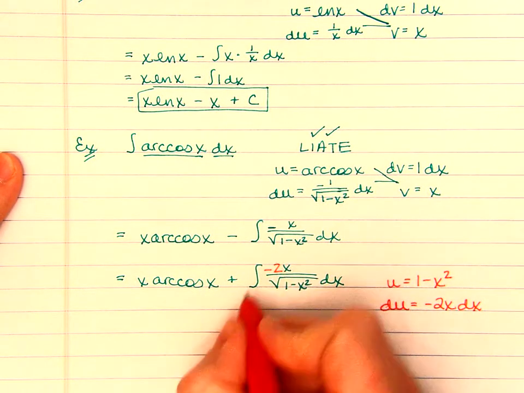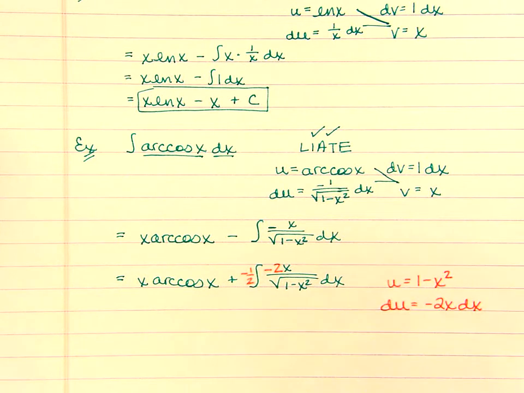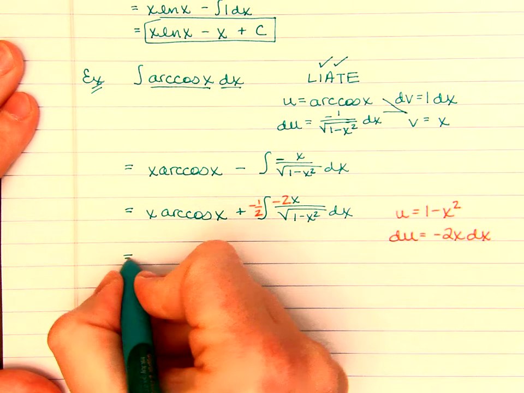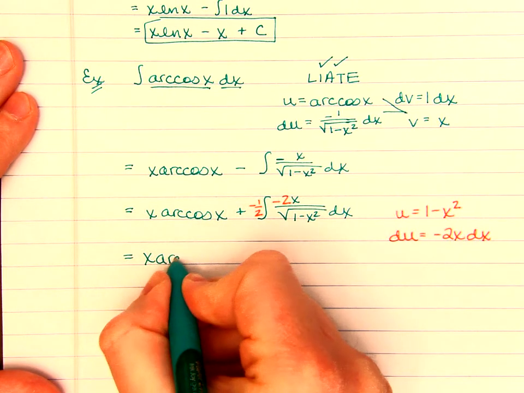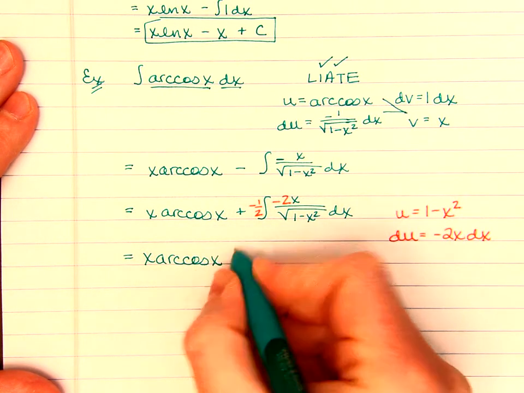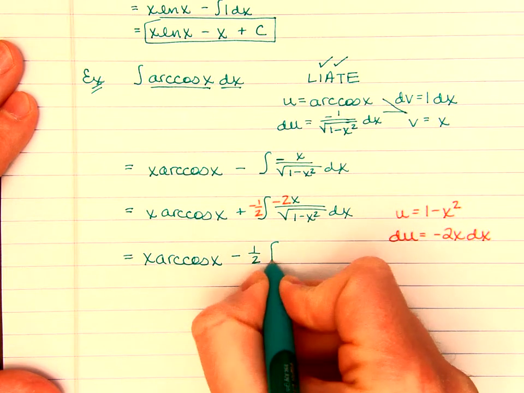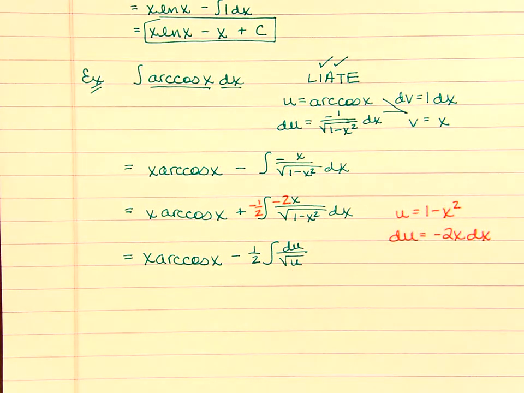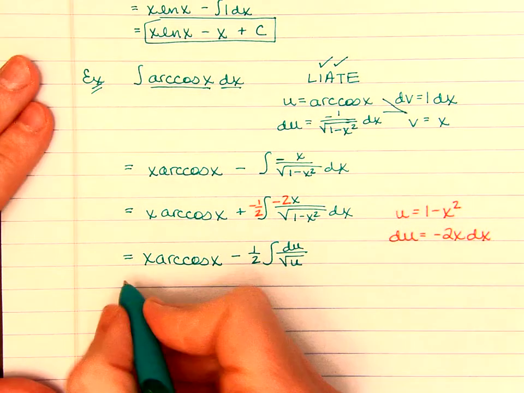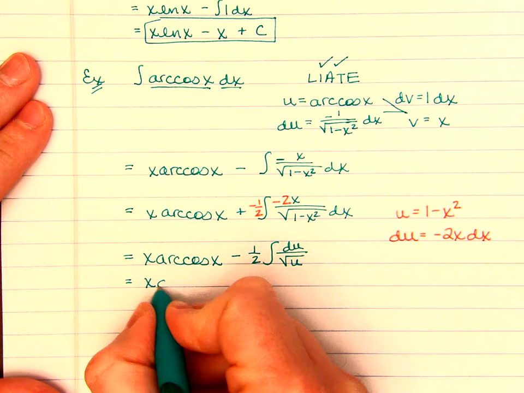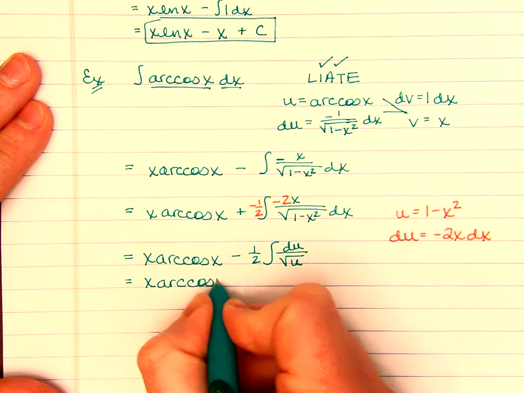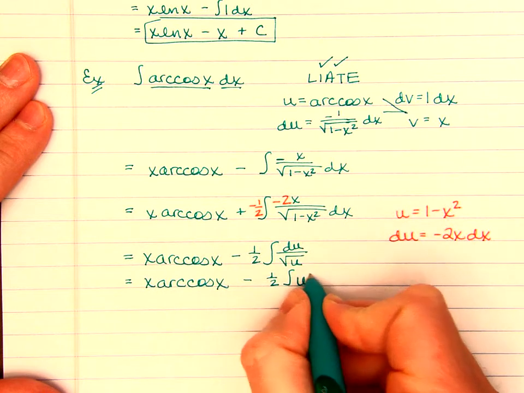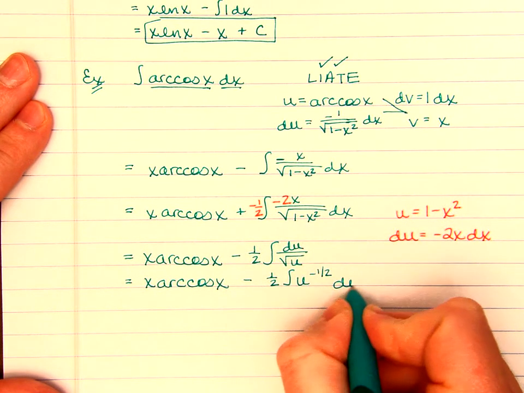I'll stick a negative 2 inside, a negative 1/2 outside, and I can turn this problem into x times the arc cosine of x minus 1/2 times the integral of du over the square root of u. Well, I'm going to rewrite that so I can then just use the power rule on that thing. x times the arc cosine of x minus 1/2 times the integral of u to the negative 1/2 du.